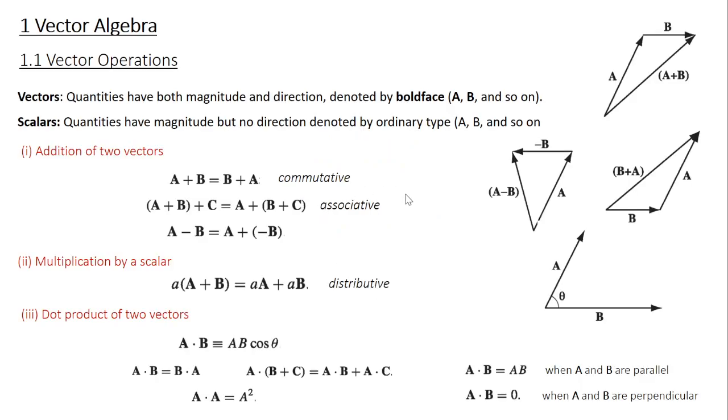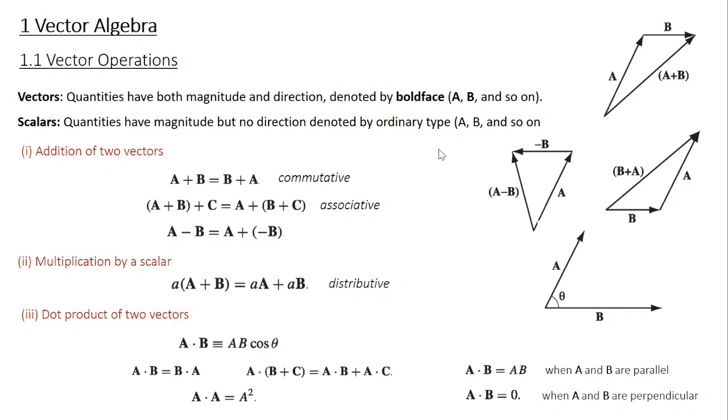In today's lecture, let's discuss the first chapter of Griffiths' vector analysis. I'm sure most of you are familiar with the concept of vectors. Vectors are quantities which have both magnitude and direction. For example, velocity, acceleration, force, momentum, etc. On the other hand, scalars are quantities which have only magnitude and no direction. For example, mass, density, charge, etc.